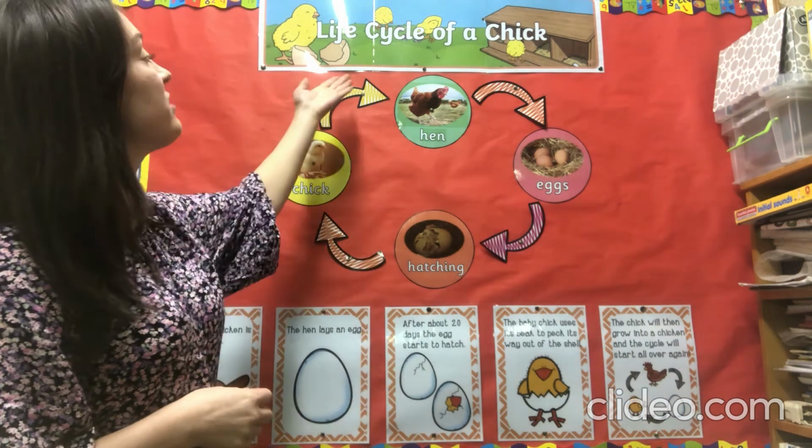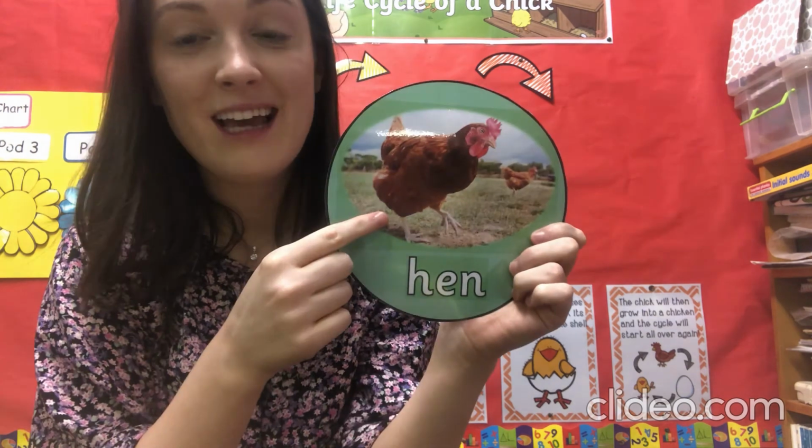So we've been learning about the butterfly life cycle, and today we're going to learn all about the life cycle of the chicken. Are you ready? So let's go through each stage of the chicken life cycle. We start with the adult chicken. It looks a little like this.